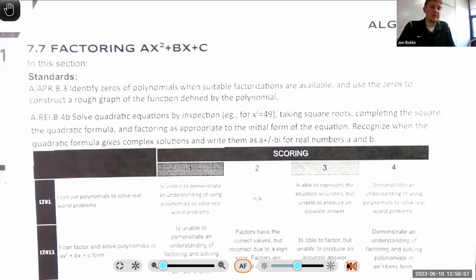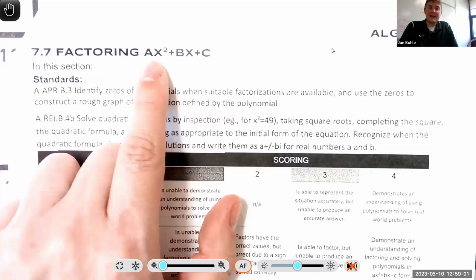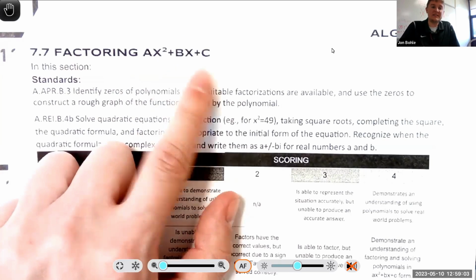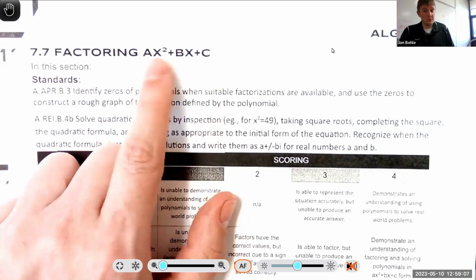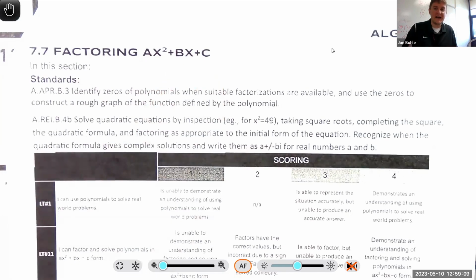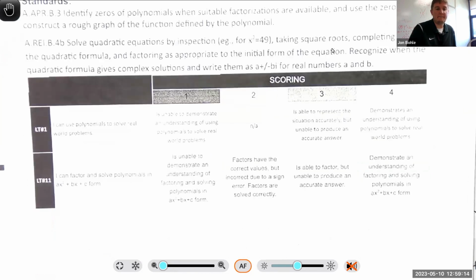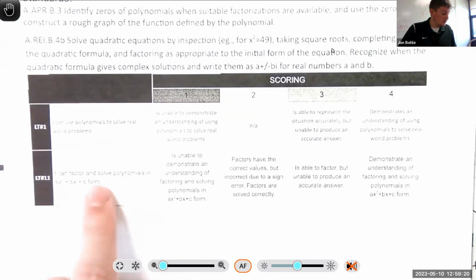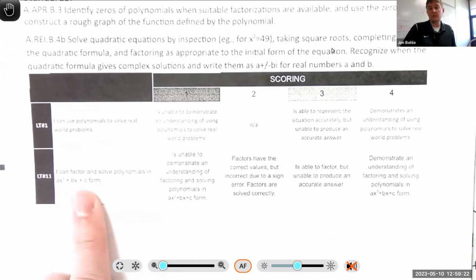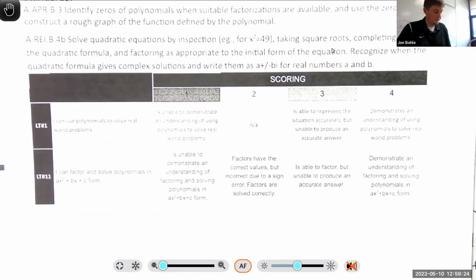All right, folks, we are going to start section 7.7, where we're going to factor polynomials in the form ax squared plus bx plus c. So in 7.6, the a value was always 1. Today, it's going to vary, and it's not going to be 1 all the time. We're going to have 2 learning targets. The first is that you're going to be able to solve real-life problems, and that you can factor and solve polynomials in that ax squared plus bx plus c form.